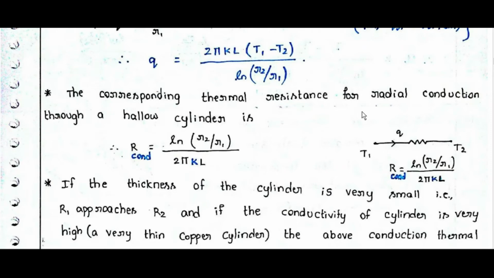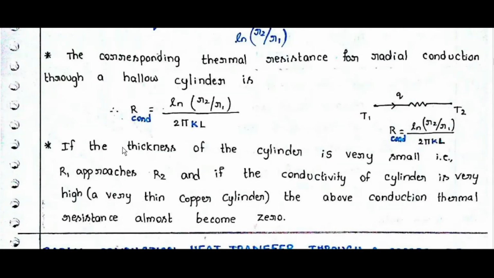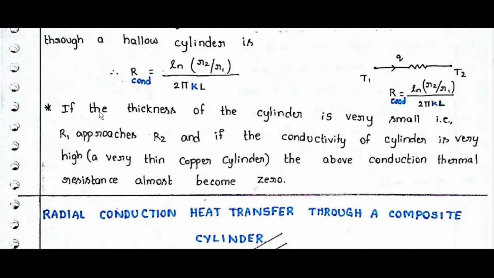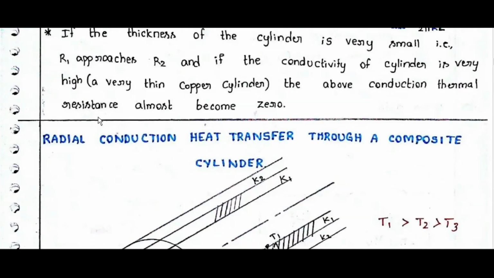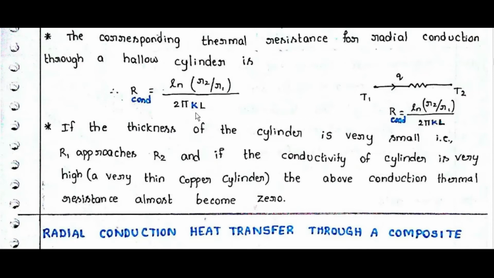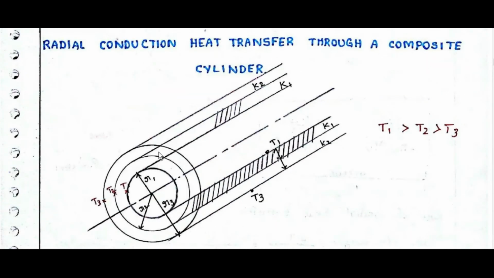The corresponding thermal resistance for radial conduction through a hollow cylinder is R_conduction = ln(R2/R1) / (2πKL), between T1 and T2. If the thickness of the cylinder is very small, that is R1 approaches R2, and if the conductivity of the cylinder is very high, like a very thin copper cylinder, the above conduction thermal resistance almost becomes zero, because K is high and R1, R2 are almost equal.